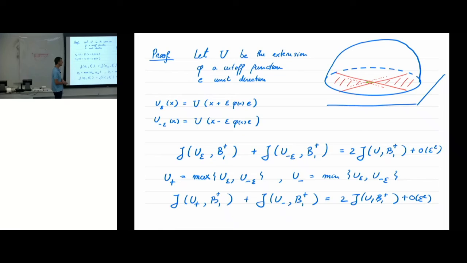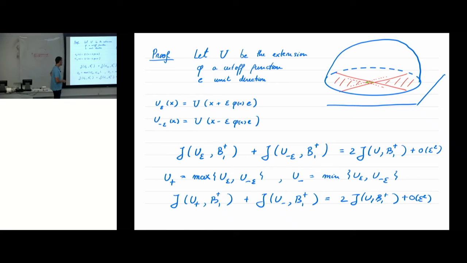But u is a minimizer. So on the other hand, each one of these two is bounded from below by J of u in B1 plus. So their sum is bounded above by 2 times J of u in B1 plus O of epsilon squared, and each is bounded from below just by this quantity, by minimality. So it tells you that each individual one, this and this, differs by epsilon squared errors in terms of the energy.